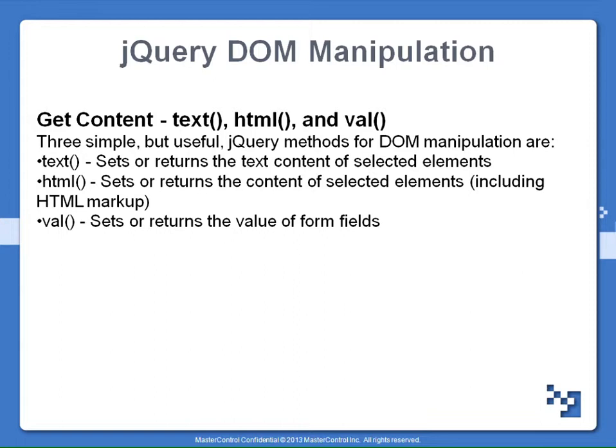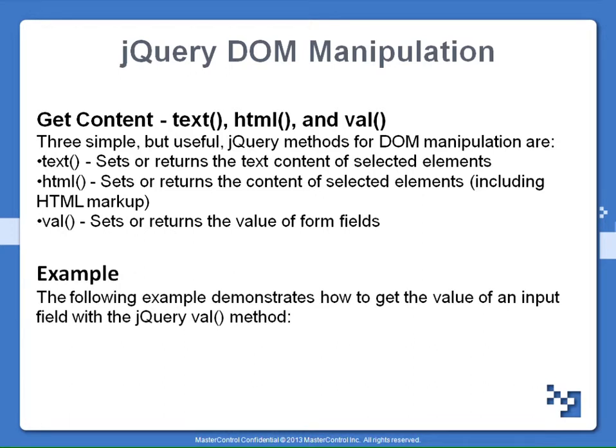HTML sets or returns the content of selected elements, including HTML markup. And then val. I put them all on there, but val is probably the one we use most often when we're dealing with fields, because we want to know what's in that field. So something typed into a field or selected from a drop-down or a radio button is the value. So this sets or returns, in this case, because it's the get content, the value of form fields.